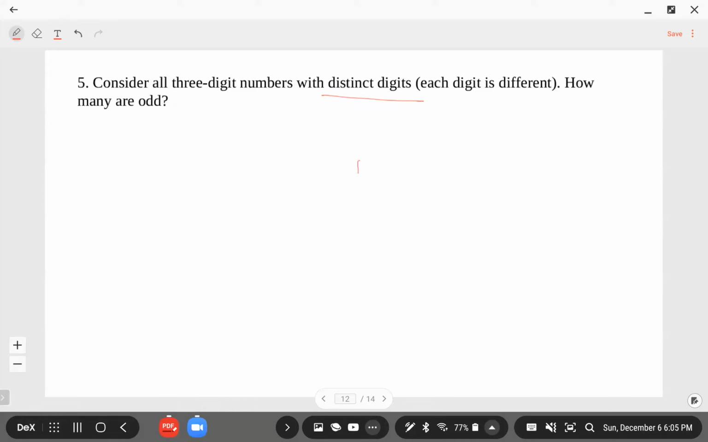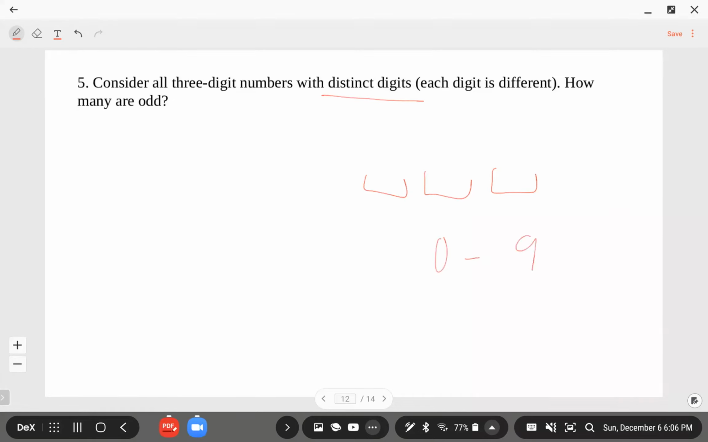So it all depends on the last digit. Because if you want a number to be odd, what does it have to be? The last digit has to be odd, right? If the last digit is even, then it's going to be an even number. If let's say the last digit is 6, of course it's going to be even. So the last digit has to be odd. I don't care what the first, second digits are. The last digit has to be odd.